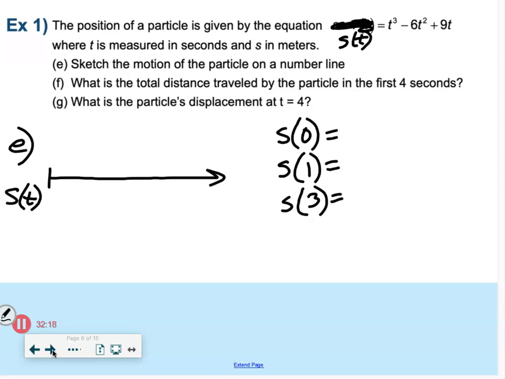So what was our position at time 0? 0. All right, so we're starting at the origin. At time 1, you just plug in a 1. You get 1 minus 6 is negative 5 plus 9 is 4. Plug in a 3, you get 27 minus 54 plus 27, so we're back at 0.